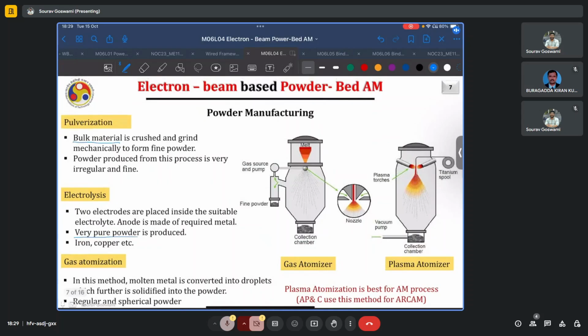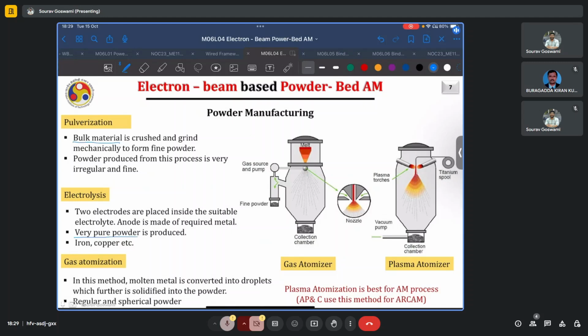Then there are the atomization processes, of which there are two. One is gas atomization, the other is plasma atomization. In either case, the molten matter is converted into droplets. For the case of gas atomization, it is converted into droplets upon being bombarded with a jet of inert gas. So this gas can be either nitrogen or it can be argon. And what happens is when the molten metal is bombarded with this jet of inert gas, it separates into small particles which then solidify into regular and spherical shapes.